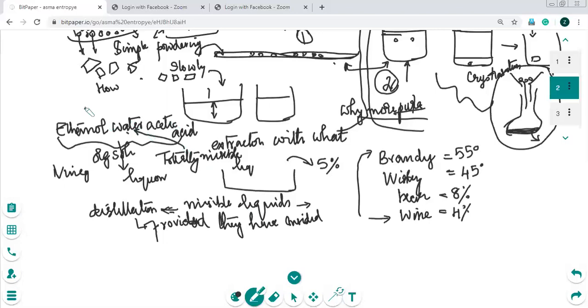Now here is 69. Here is 100. Here is 116. You start fractional distillation, collecting it.